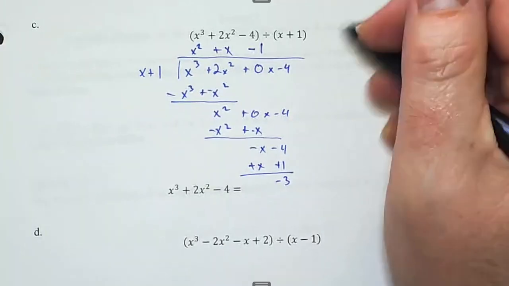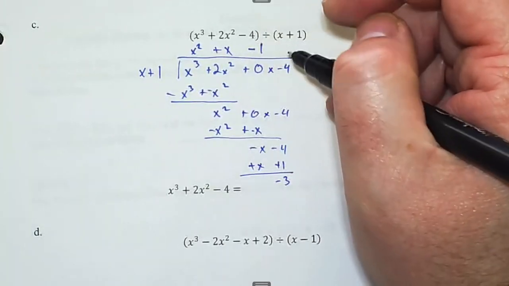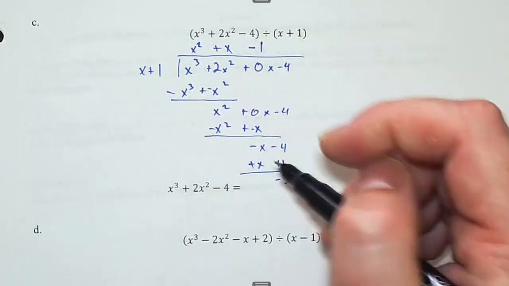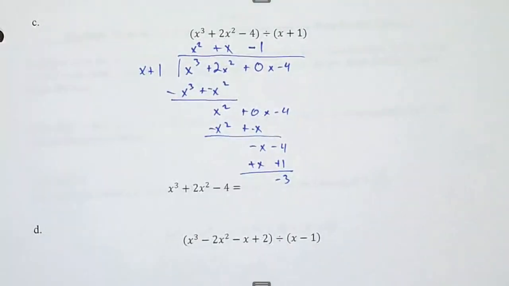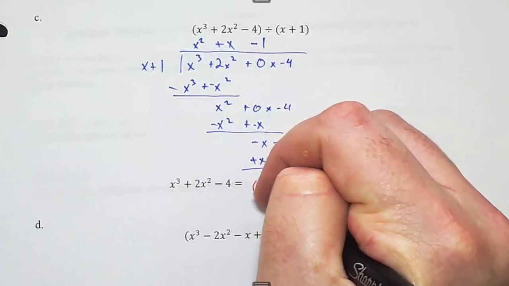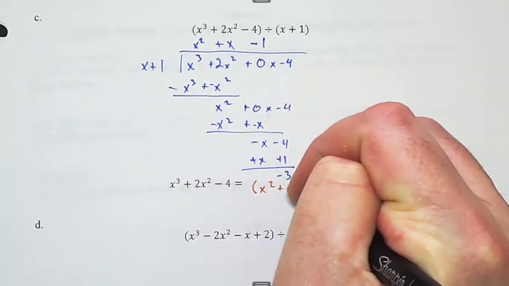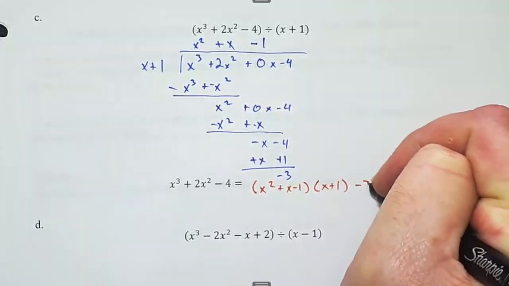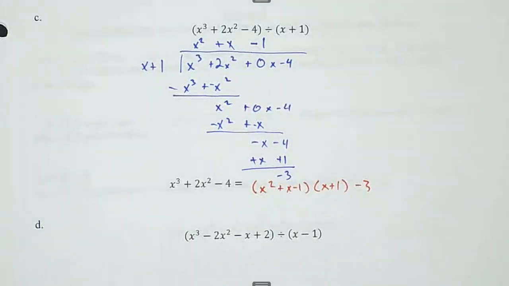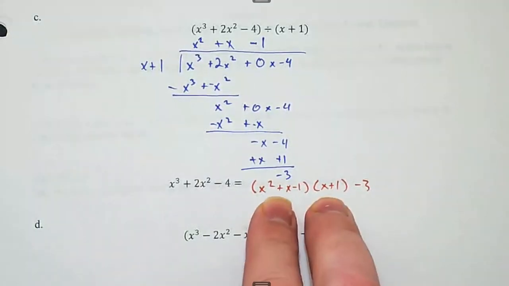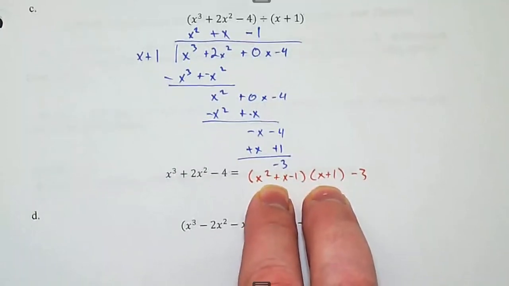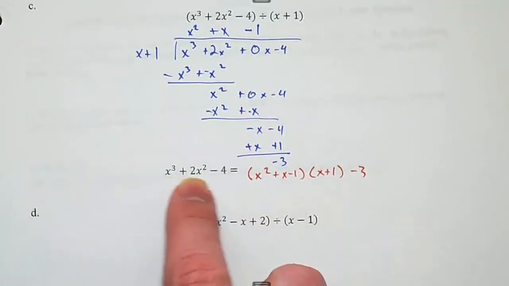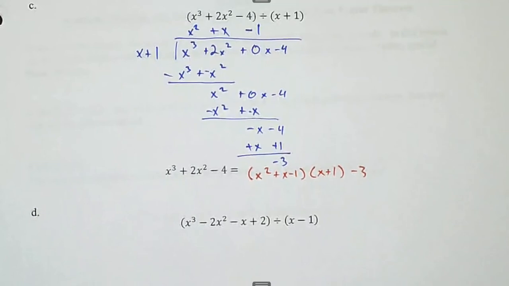So how can I use this result to rewrite this polynomial in quotient and remainder form? Well, that form would be x squared plus x minus 1 times x plus 1 minus 3. If you multiply that out, combine the like terms, and subtract 3, you'll get that back. And I'll leave that to you as an exercise.